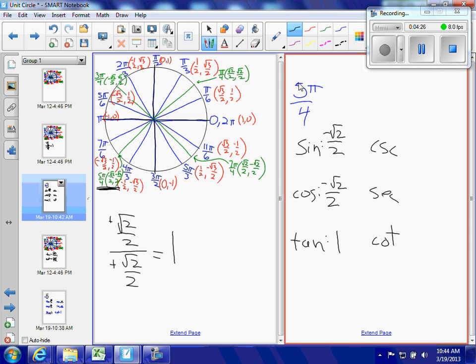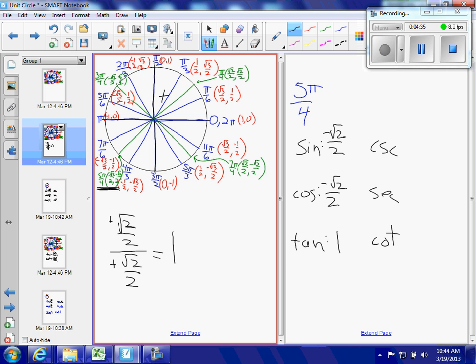And you'll notice that in quadrant 1, tangent is always going to be positive. And in quadrant 3, tangent is always going to be positive. That's because in quadrant 1, sine and cosine are both positive, and in quadrant 3, sine and cosine are both negative. Let's go over to cosecant.